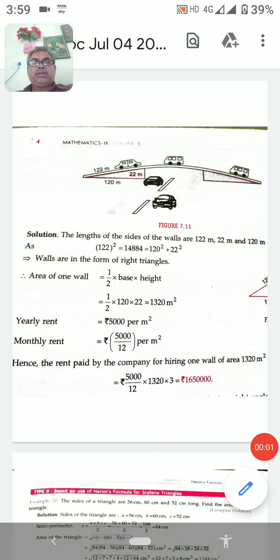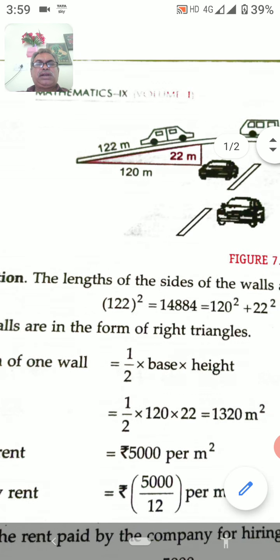Hello dear student, we are going to calculate the area of a triangle. There is an example in your textbook. To find the area of this triangular portion of the overbridge, you can see here.